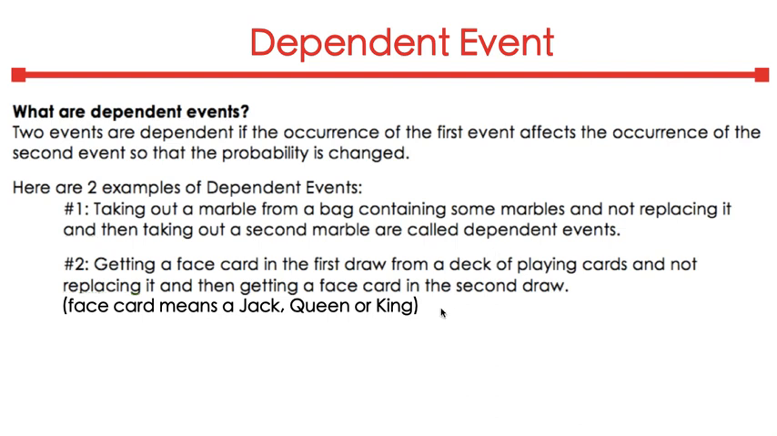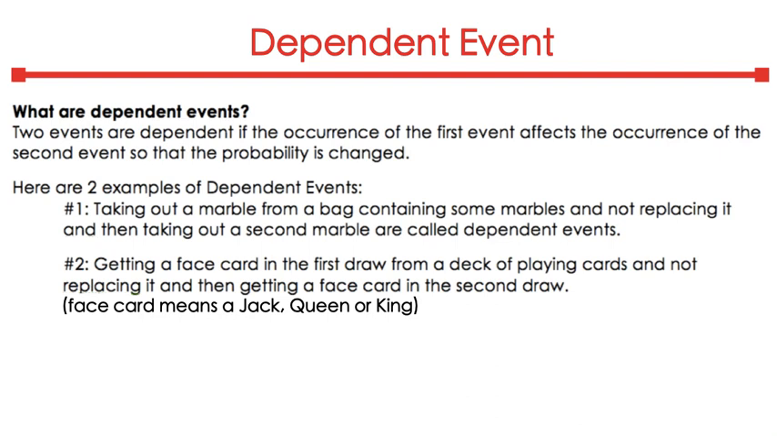Example 2. Getting a face card, which means a jack, queen, or king card, in the first draw from a deck of playing cards, and not replacing it. So again, once you pick up that first card, you are not going to put it back into the deck of cards. Then you reach in the deck again, and you're getting another face card. This example is considered dependent events because the first event of picking up a face card will impact the probability of picking up a second face card, just because you're not putting back that first draw.